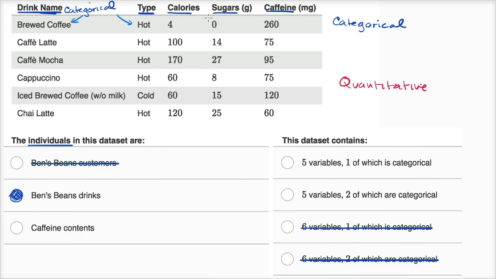But these other three take on numerical values that represent, in the case of calories, the number of calories a serving has, the amount of sugar in the sugar variable, or the amount of caffeine in the caffeine variable. So these three are quantitative variables. So you have five total variables, two of which are categorical, and three of which are quantitative. And so that is this choice right here: five variables, two of which are categorical. The two categorical ones are, well, the name of the drink, and also whether they are hot or cold.